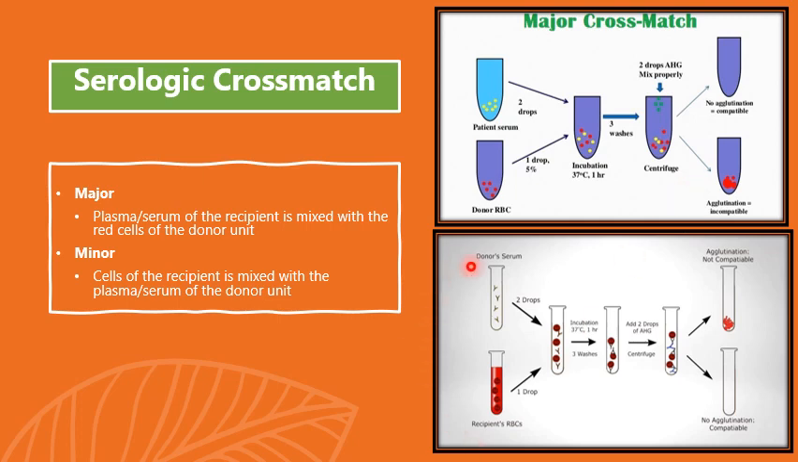So in minor cross-match, donor serum or plasma is added with the recipient's RBC. So 2 drops of plasma, 1 drop of red cells. It is incubated at 37 degrees Celsius and then washed 3 times. So after washing, AHG is added, 2 drops of AHG, and then centrifuge. So if there is no agglutination, it is compatible. And if there is agglutination, then it is not compatible.